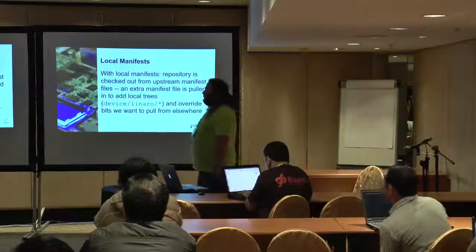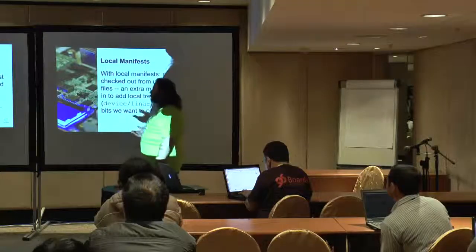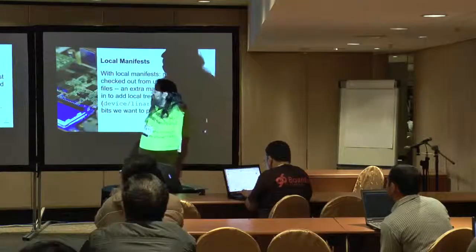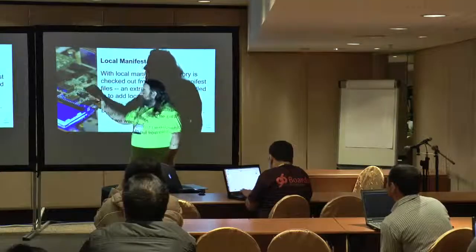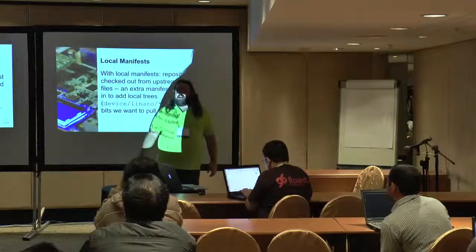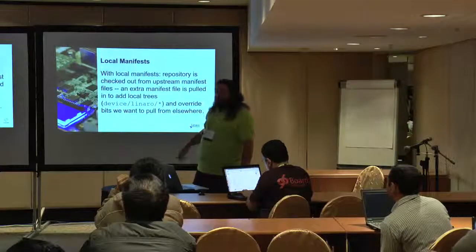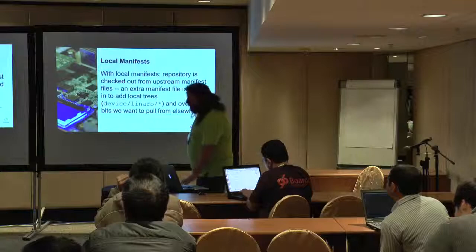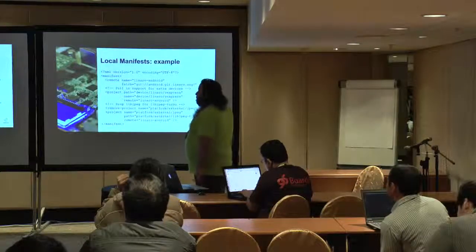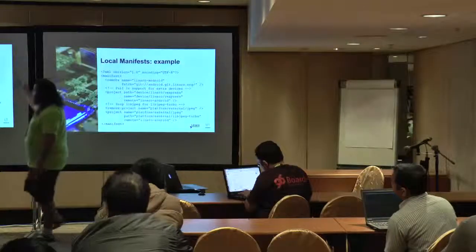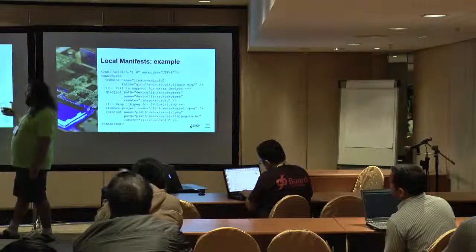When local manifests are present, the repository is checked out from the upstream manifest just as if we didn't have any local modifications. And then it looks at the local manifest files to decide what it needs to modify, what additional trees it needs to pull in, what it can leave out. So this is the syntax of an example. It looks just like a regular Android manifest.